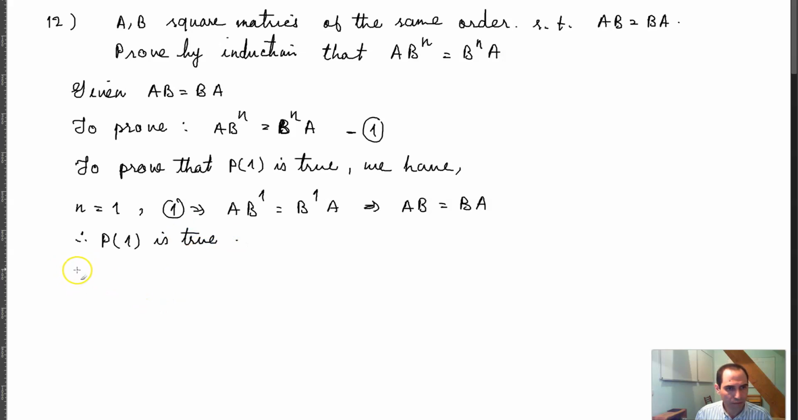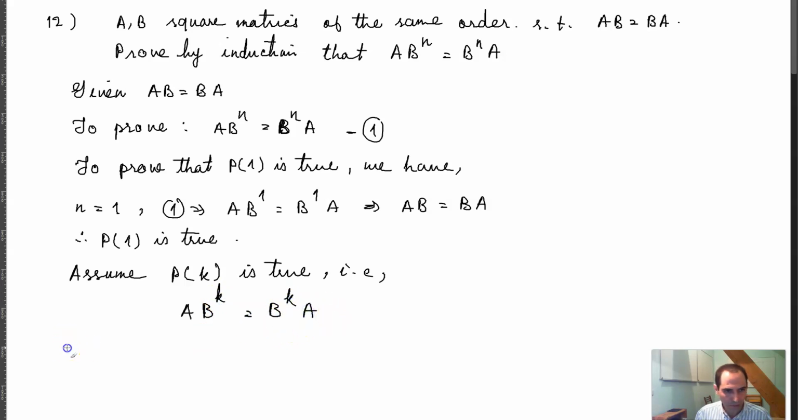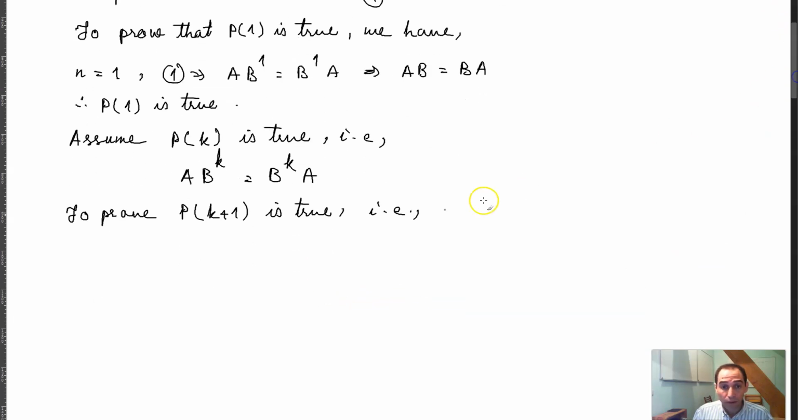Now we will assume that P of k is true. That is basically A times B raised to the power k is equal to B raised to the power k times A. And we want to prove that P of k plus 1 is true, that is, based on this, you can say that A times B raised to the power k plus 1 is equal to B raised to the power k plus 1 times A.